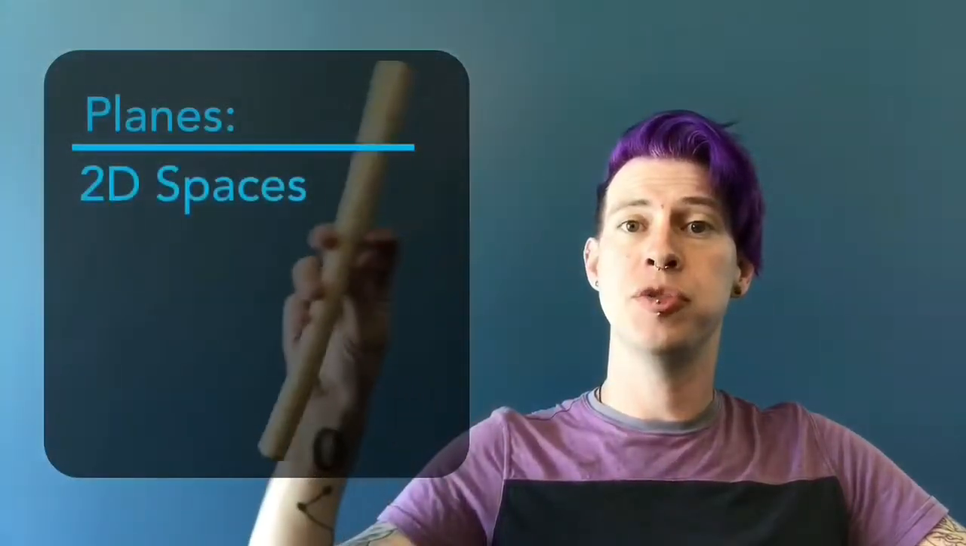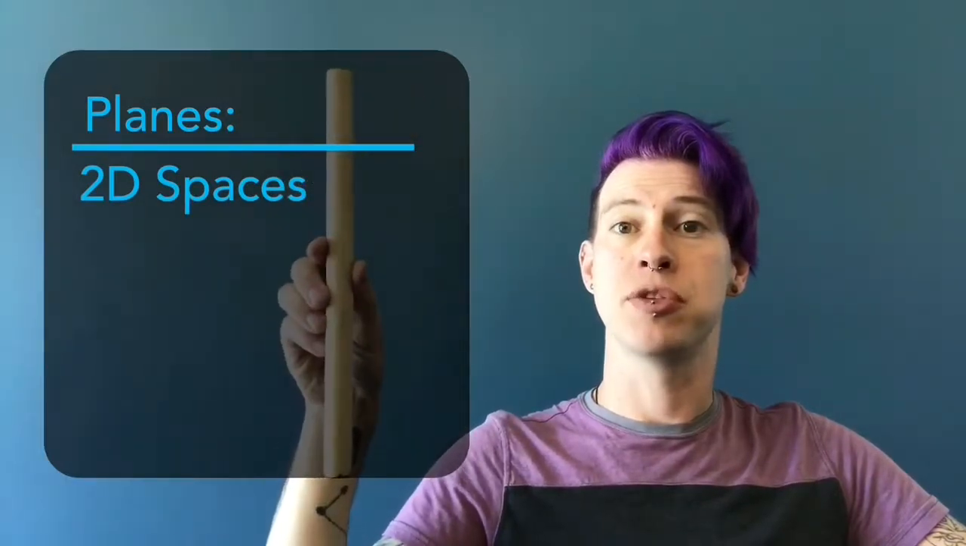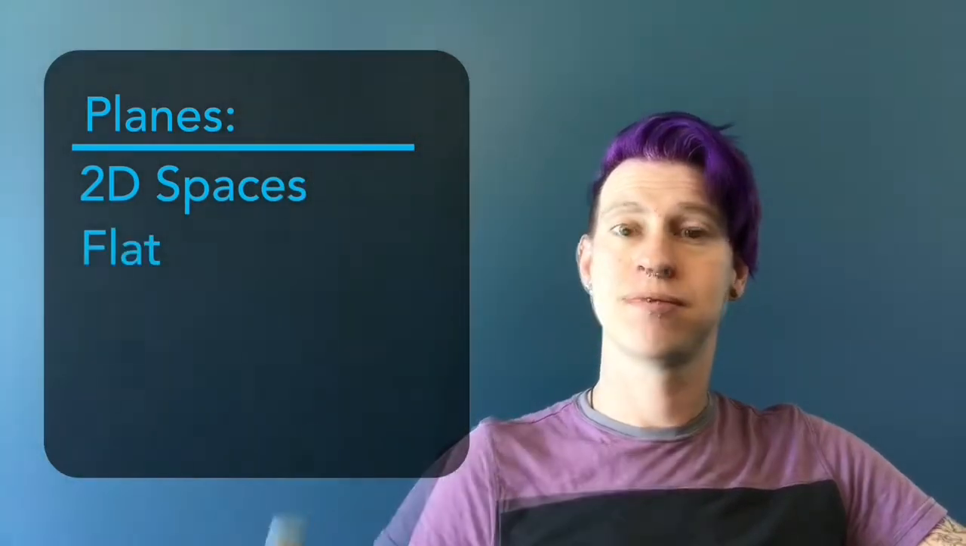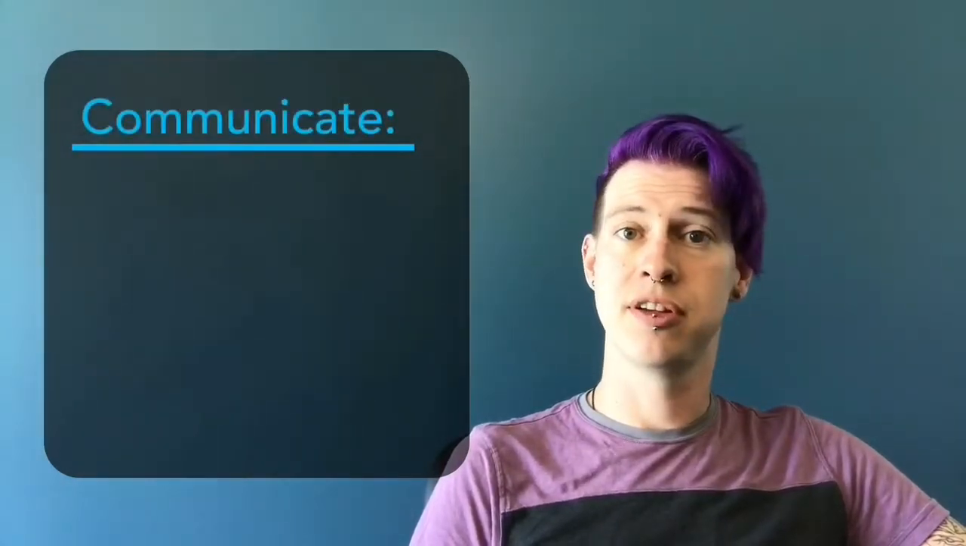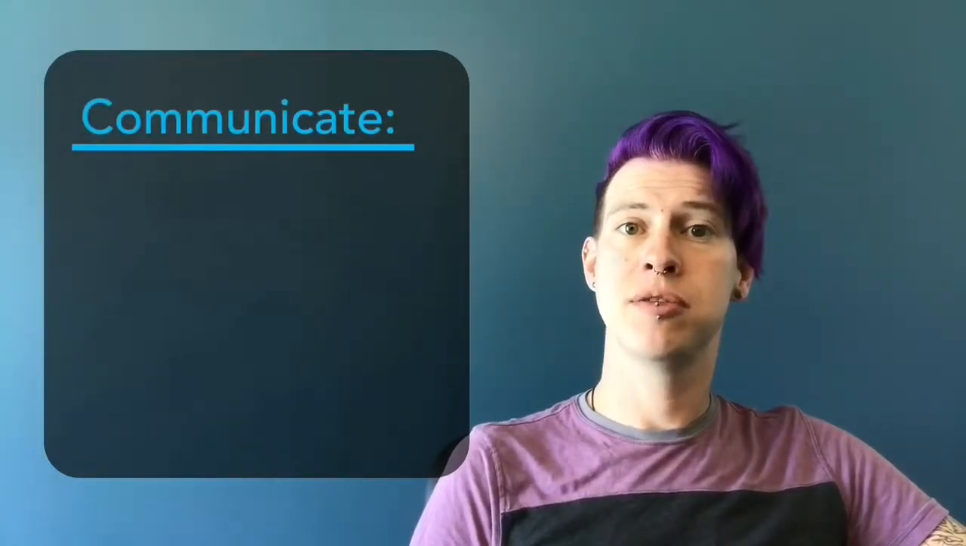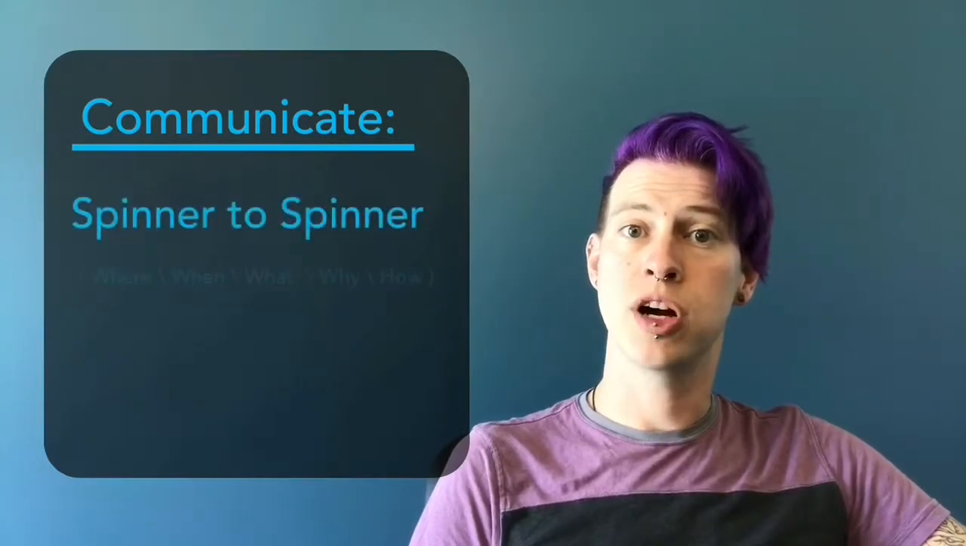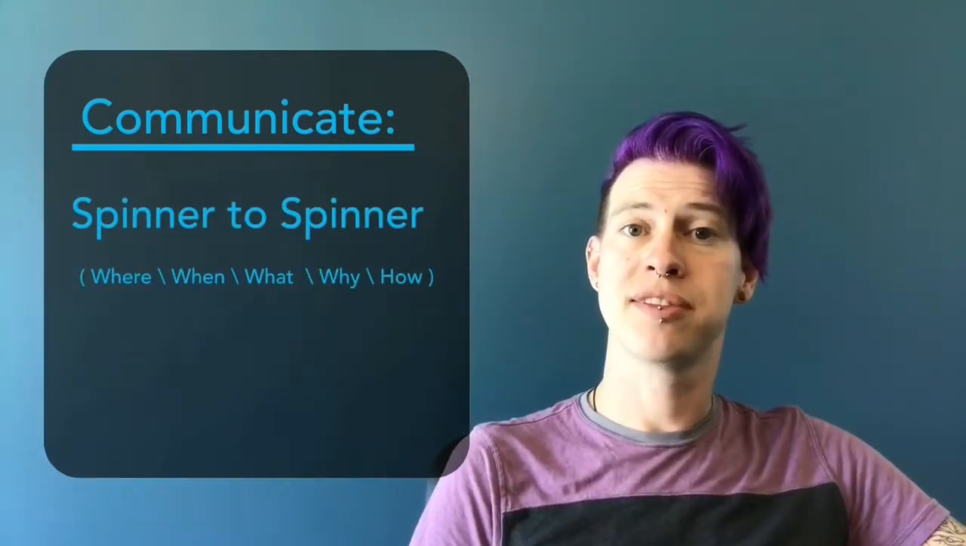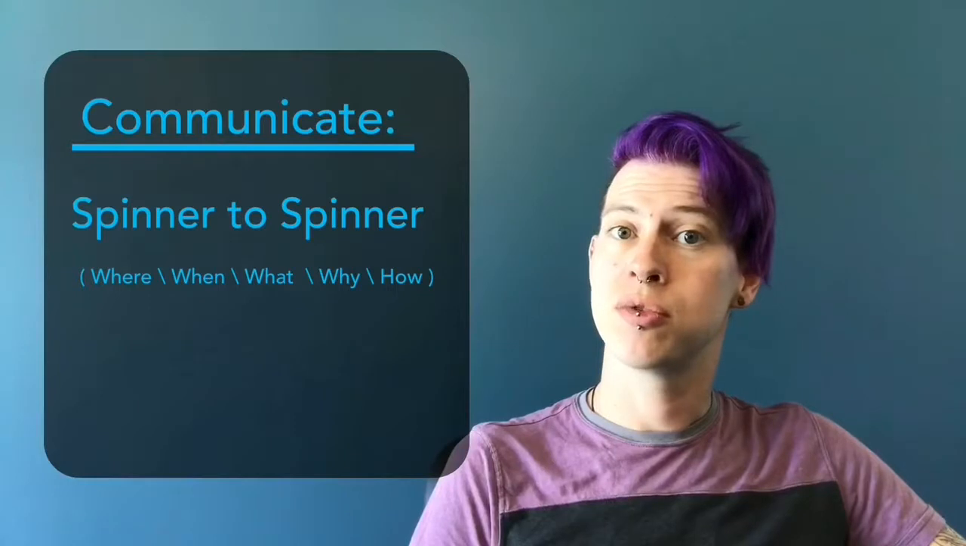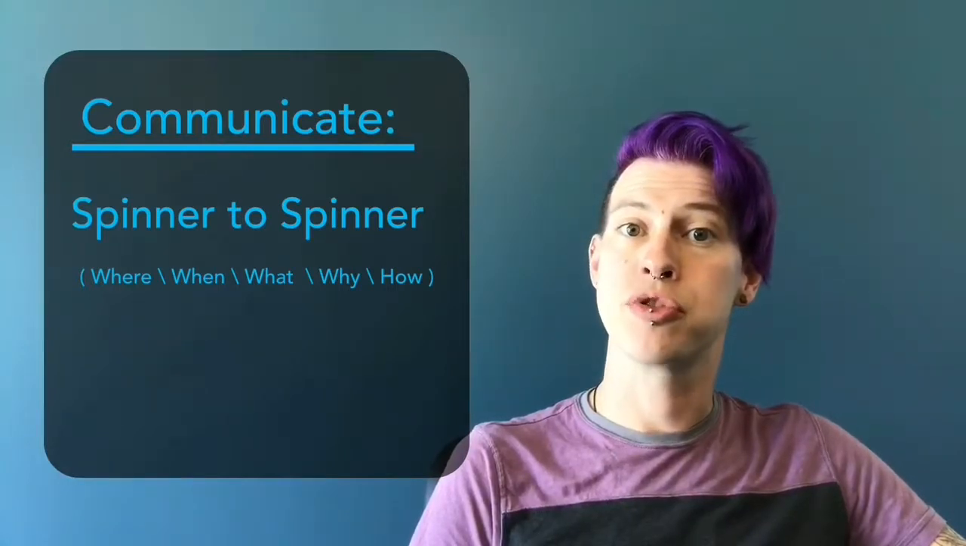Planes are two-dimensional spaces through which props move. Being two-dimensional, that means they're flat. Planes serve two communication purposes. The first is to communicate between us spinners where our props are moving in technical space. So now I understand and I can also do the motion that you're doing.